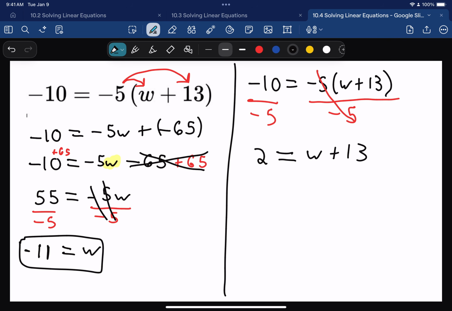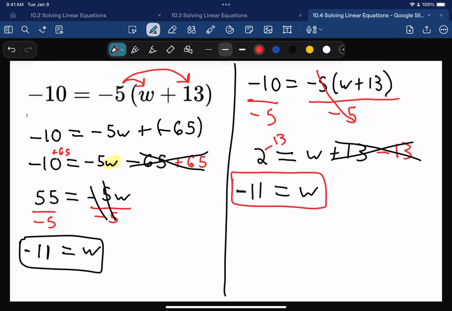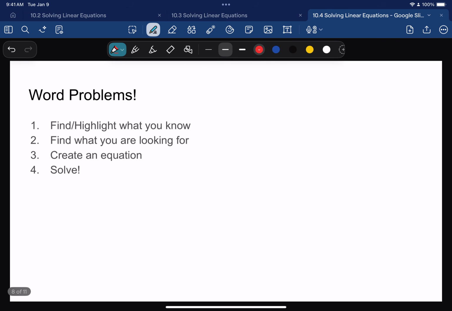Okay, now we're going to subtract 13. Subtract 13 because it's the opposite of adding. And we're going to subtract 13 from here. Okay, so these are going to cancel each other out. And we're going to be left with 2 minus 13. So we're above ground 2, and we're going to go down 13. So we are going to end up with negative 11 equals w. Very nice. And that's how it's done. So let's get into some word problems.